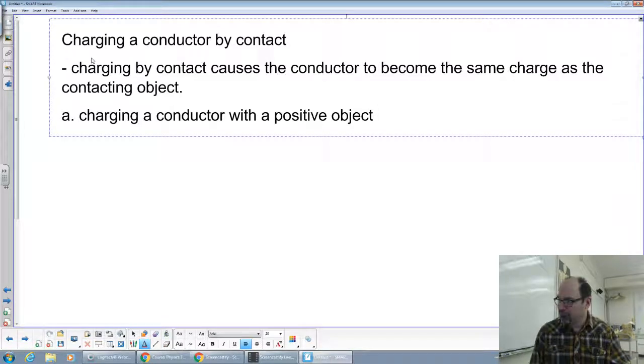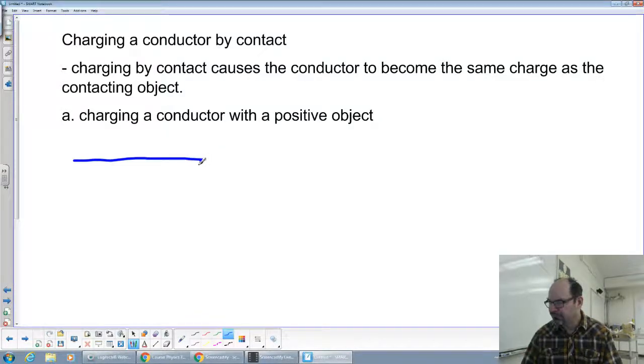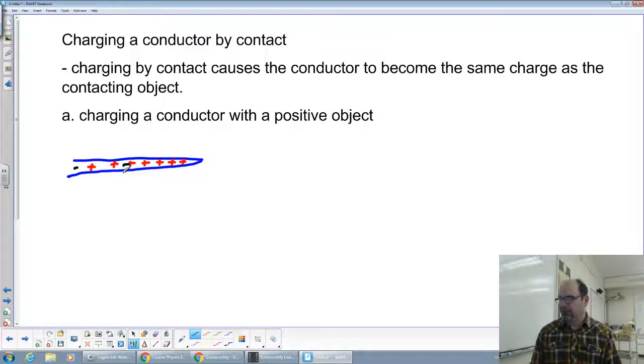Okay, so if we have a positive object, a positive object would be some kind of insulator, so we'll just say it's a rod. So let's just make it a point T rod. So if this is a positive object, it has more positives on it. Okay, so 1, 2, 3, 4, 5, 6, 7 positives, and then we'll put maybe 1 or 2 negatives in there. Okay, so there's our positive object.